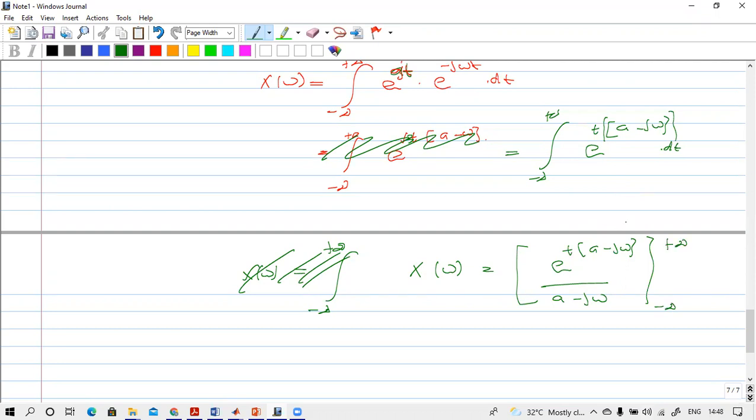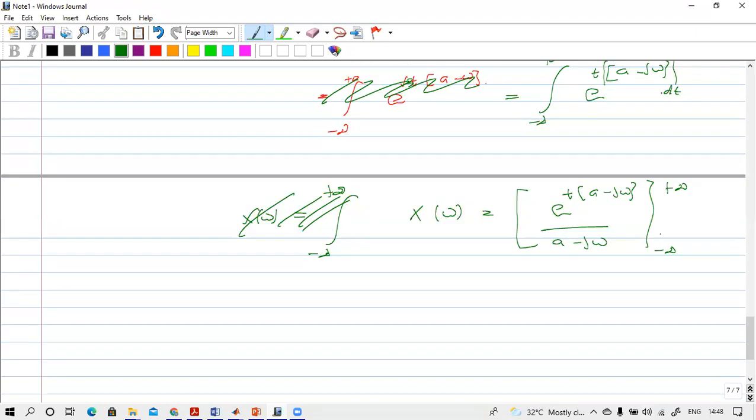So you can see, you can do the integration very easily, but you have to find these limits. You have to apply these limits. What happens when you apply these limits to this signal?